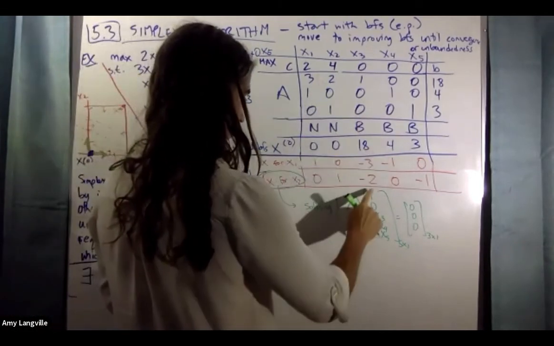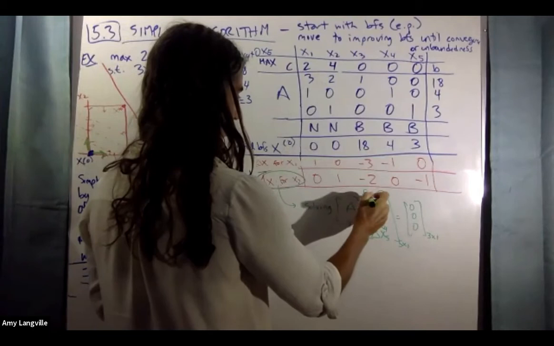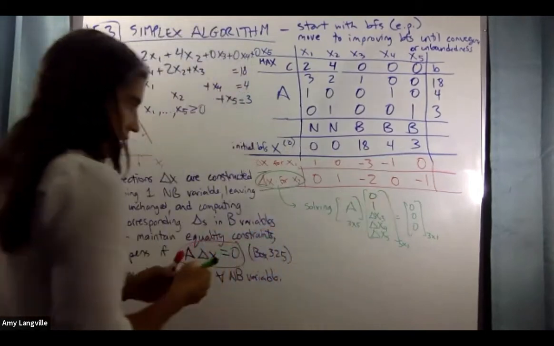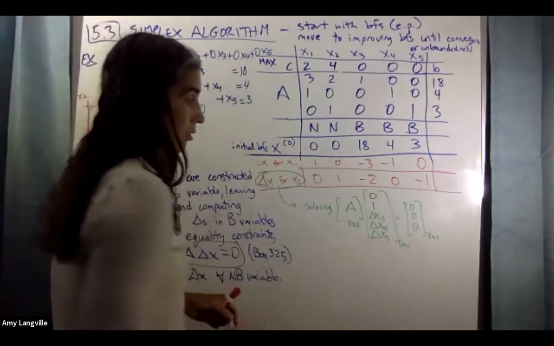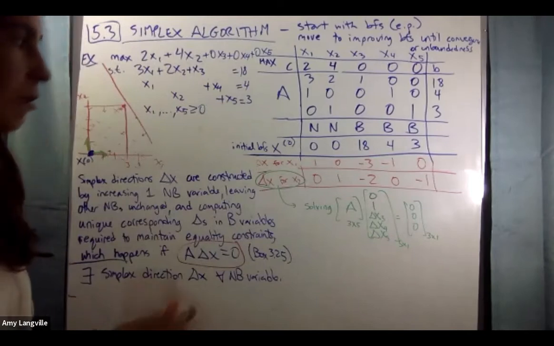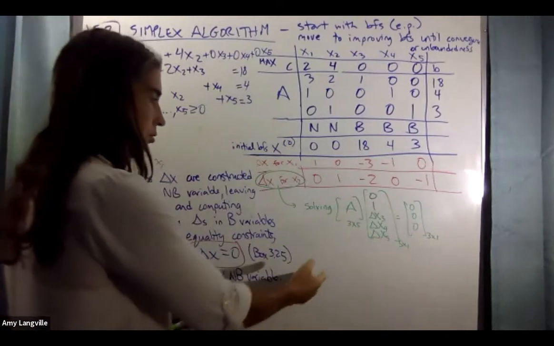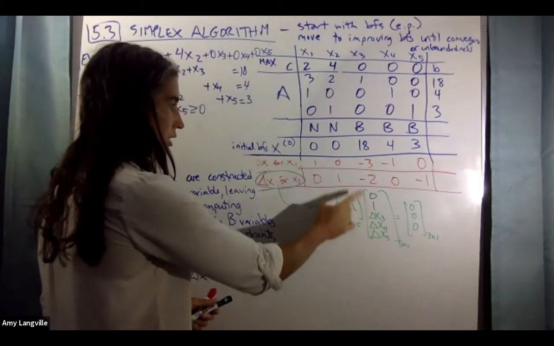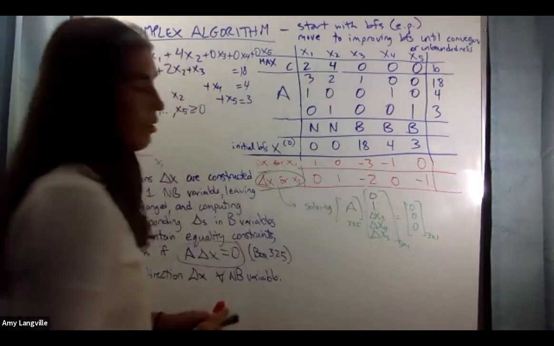Same A, except delta x becomes 0, 1. Now you're solving this system. So go ahead and put in A, write it out by hand, and you will solve for delta x3, delta x4, delta x5, and get these components here.